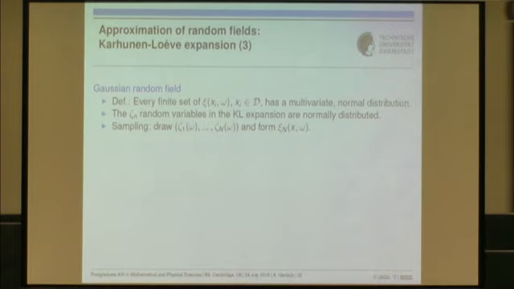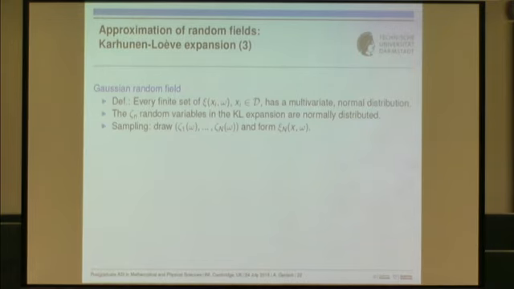Good. If you have a Gaussian random field, then the important point is that these theta n random variables are again normally distributed. For a Gaussian random field, you know the distribution of the thetas. For other random fields, you don't know this. So which distribution you pick for theta becomes part of the modeling. And they also, for the theta, form a basis of the stochastic space.